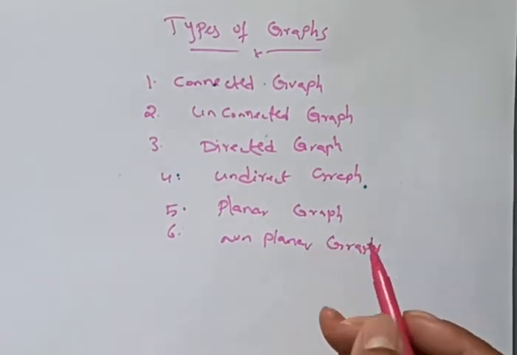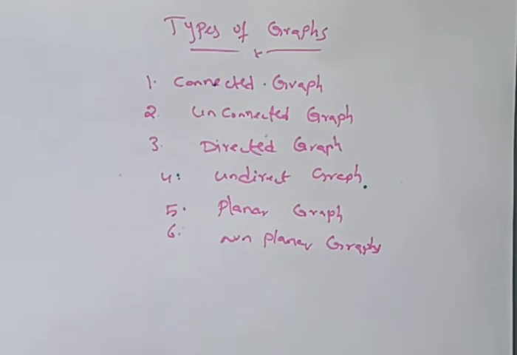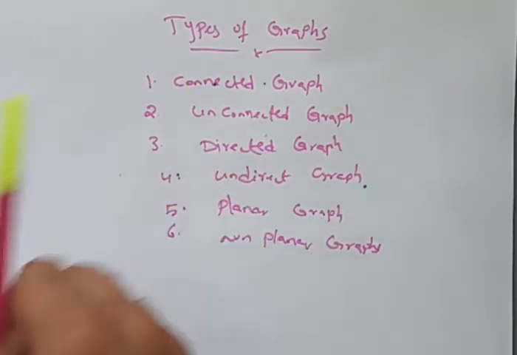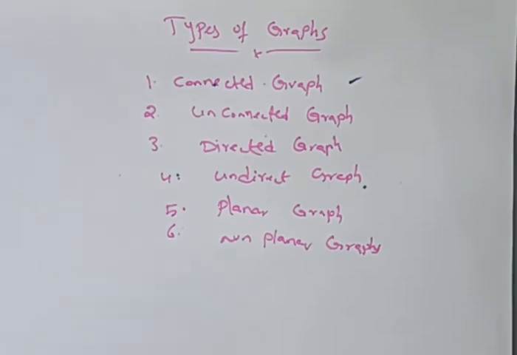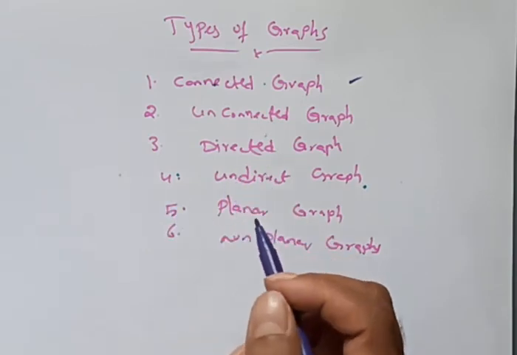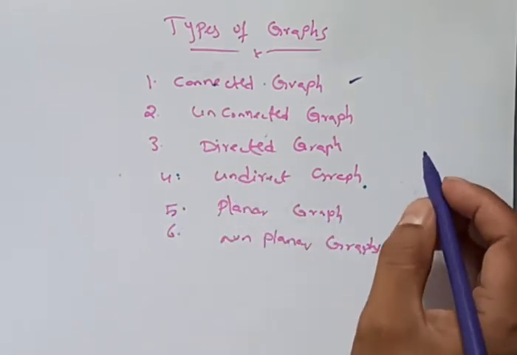Okay, now let us discuss these graphs one by one. First one is connected graph. What do you mean by connected graph? A graph is said to be connected graph if there exists at least one branch between any of the 2 nodes of a graph. Then we can call that graph as a connected graph. That means just now we have seen one graph.